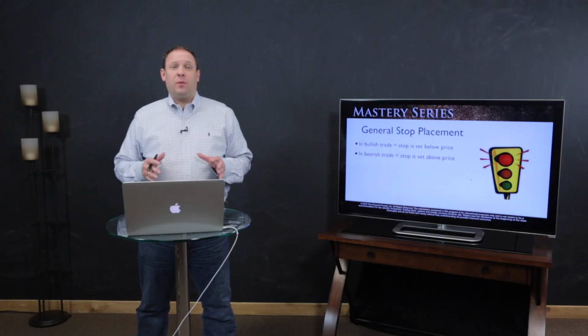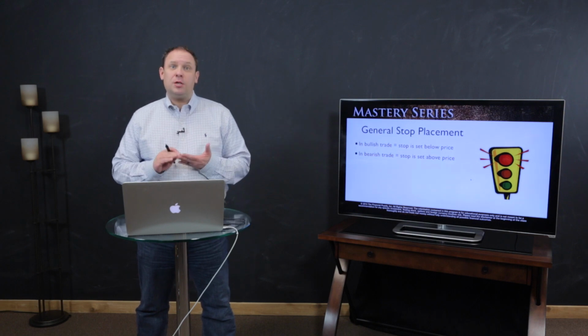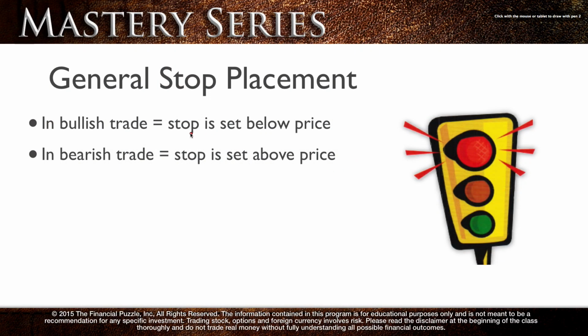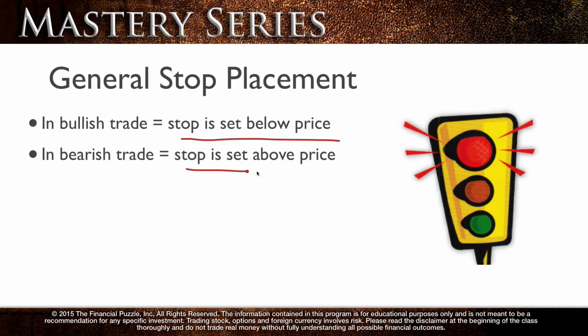Let's talk about the different ways that we want to place a stop. There's really only two ways. In a bullish trade, we're always going to place the stop below the price. In a bullish trade, we want the stock to go higher, so consequently, we want to get out of the trade if it's going down, so our stop price is going to go below the price of the stock. In a bearish trade, it's the exact opposite. In a bearish trade, we want the stock to go down, so we're going to put the stop order above the price of the stock. Consequently, if the stock turns against us and it goes bad, it will stop us out of the trade. So in a bearish trade, the stop is set above the price, and in a bullish trade, the stop is placed below the price.